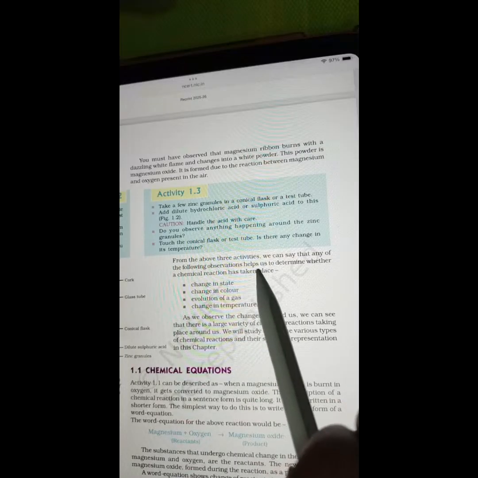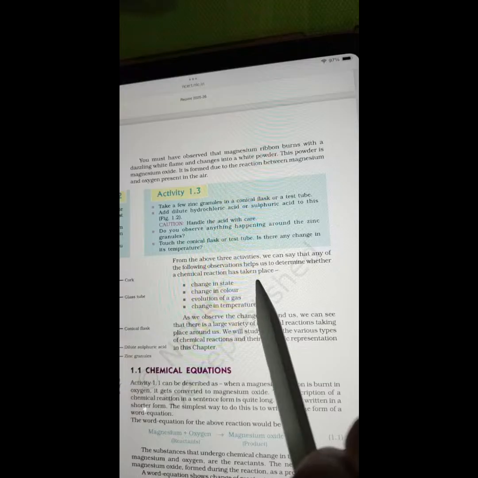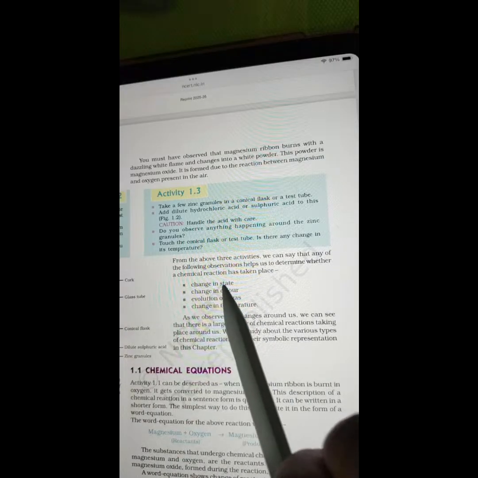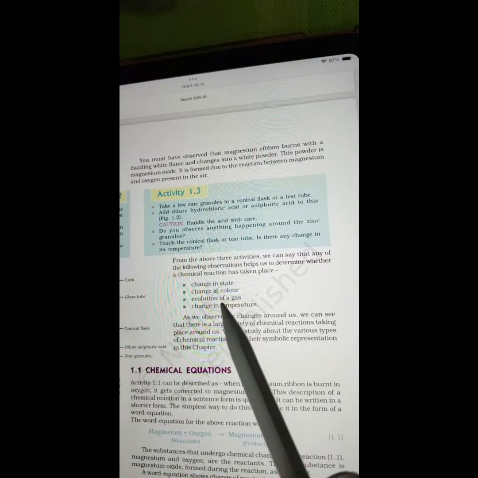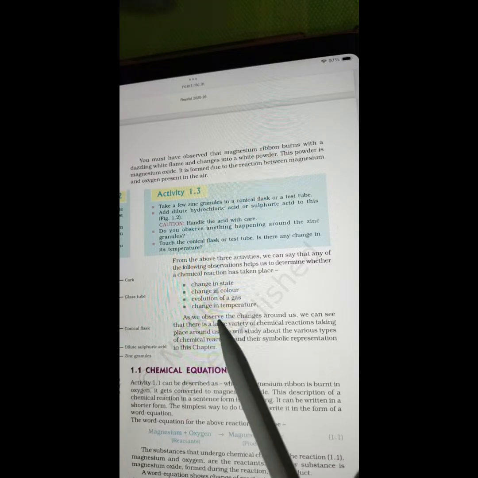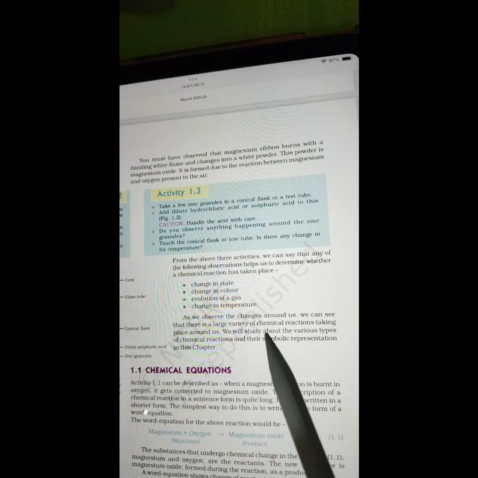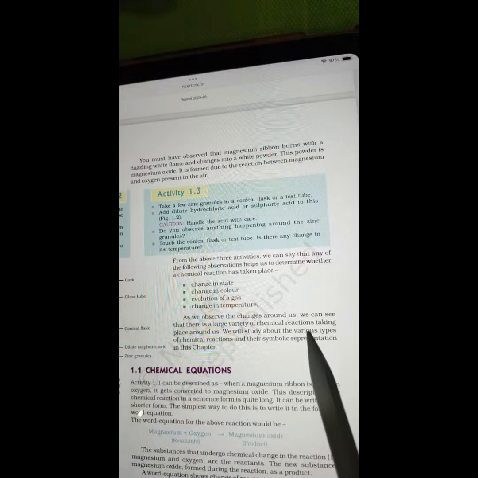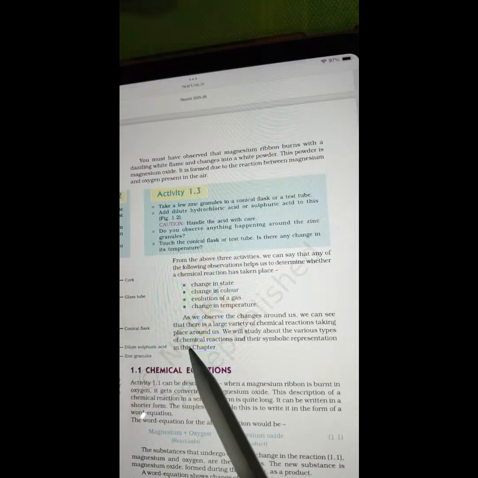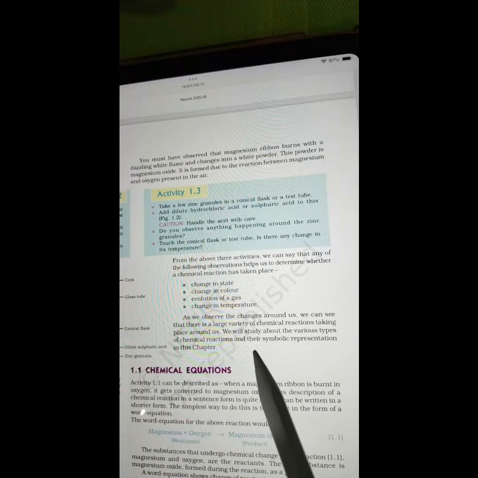From the above three activities, we can say that any of the following observations helps to determine whether a chemical reaction has taken place: change in state, change in color, evolution of a gas, change in temperature. As we observe the changes around us, we can see that there is a large variety of chemical reactions taking place around us. We will study about the various types of chemical reactions and their symbolic representations in this chapter.